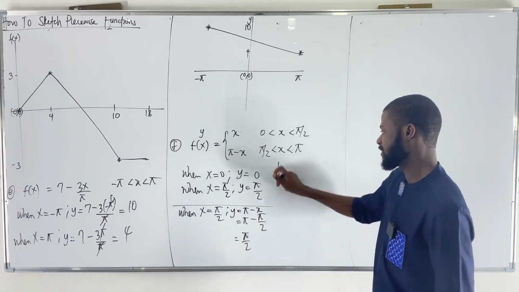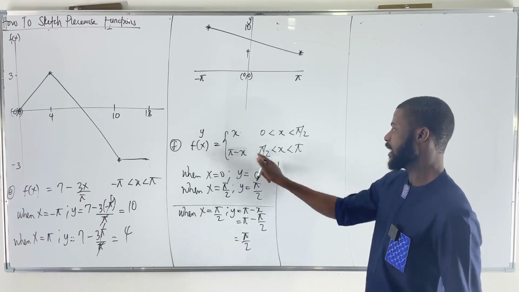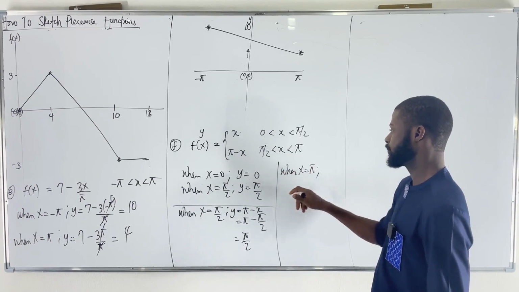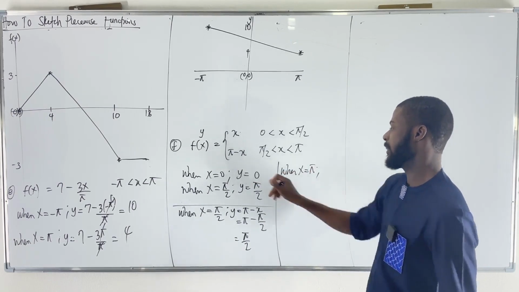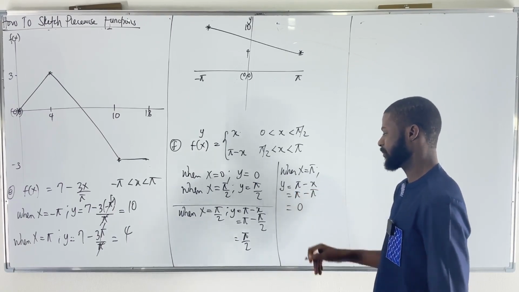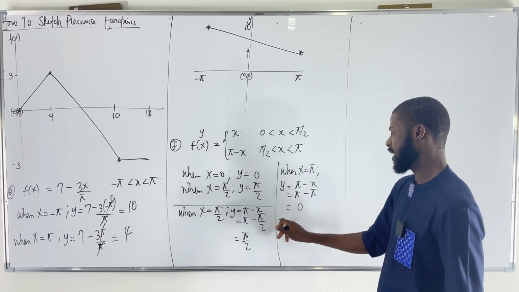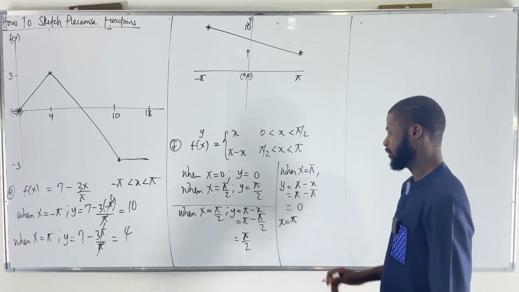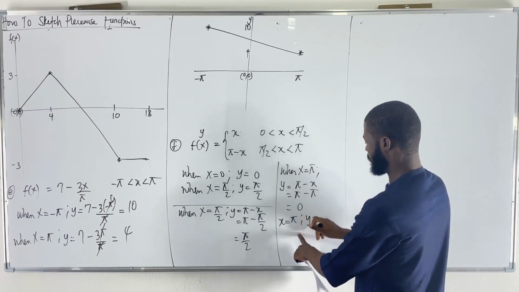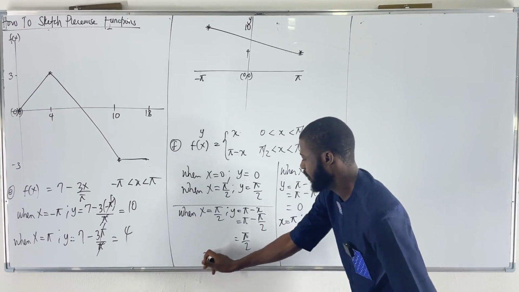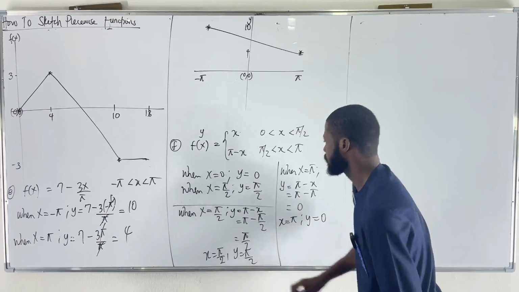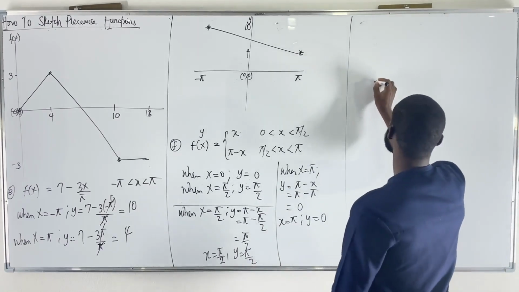Then the next and the last one is when x was just pi. When x was just pi, our y was pi minus x. So this will become pi minus pi. So that's 0. So that means the point we have is x equal to pi, y equal to 0. Here we have x equal to pi over 2, y equal to pi over 2. So let's sketch our graph.